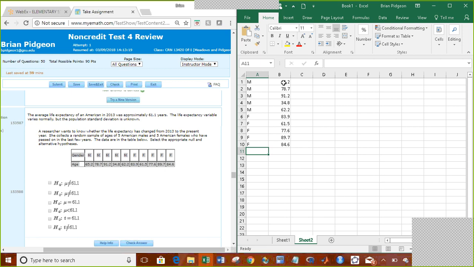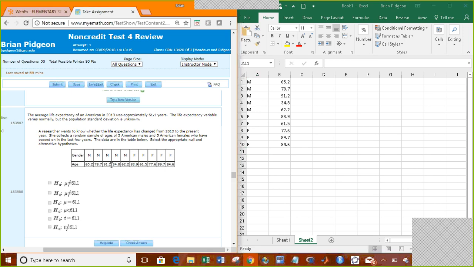The life expectancy variable varies normally, but the population standard deviation is unknown. So because the population standard deviation is not known, we can't use a z-score or a z-test. A researcher wants to know whether life expectancy has changed from 2013 to the present year. She selects a sample of 5 men and 5 women who have passed.